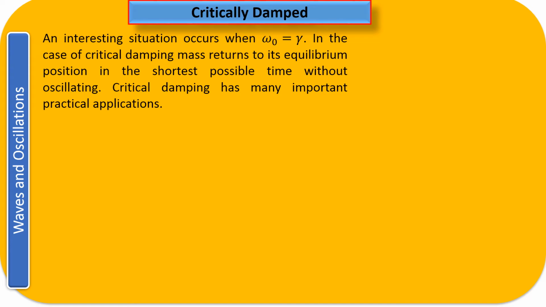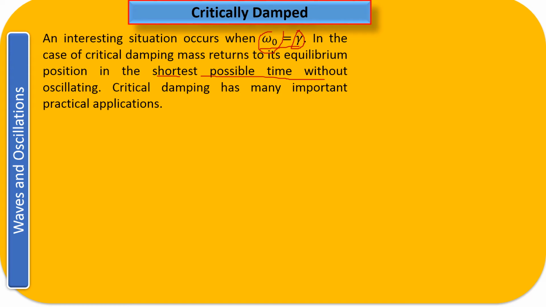An interesting situation occurs when gamma is equal to omega naught. That is, the natural frequency omega naught and the coefficient of the damping medium are both equal. In the case of critical damping, the mass returns to its equilibrium position in the shortest possible time without oscillating. So now you find the difference between heavy damping and critical damping. In critical damping, it returns to its original position, that is the zero displacement, in the quickest interval of time, but after that it is not going to return back.